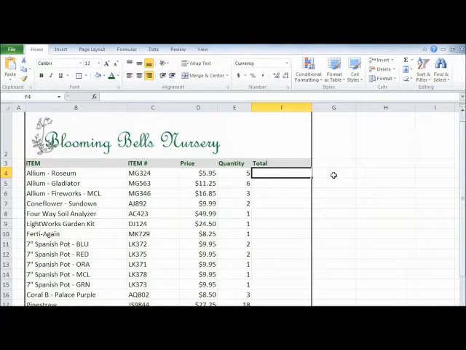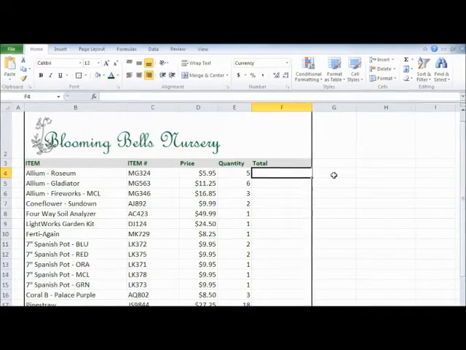Cell references are one of the most important concepts in Excel, and there are a couple of different types that you need to know about: relative references and absolute references. Let's start with relative.